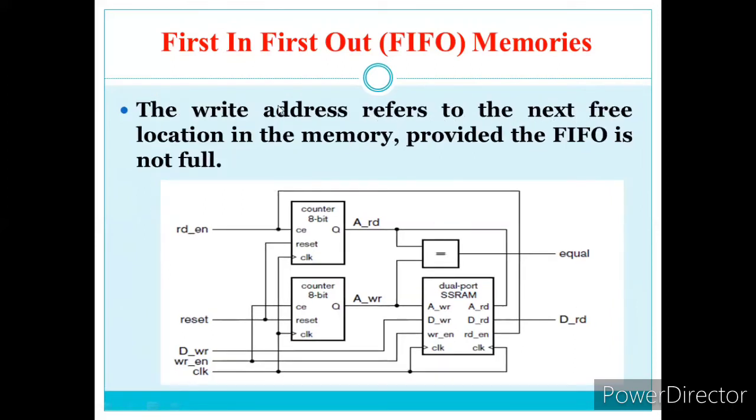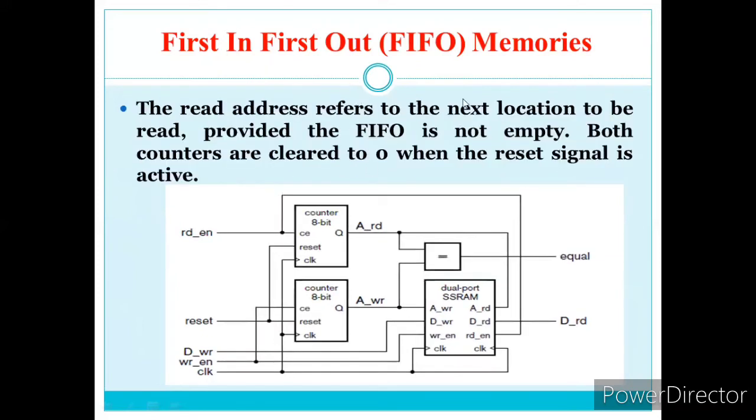So write address refers to the next free location in the memory, provided the FIFO is not full. Read address refers to the next location to be read, provided the FIFO is not empty. Both counters are cleared to 0 when the reset signal is activated. So both become 0 when reset is activated.